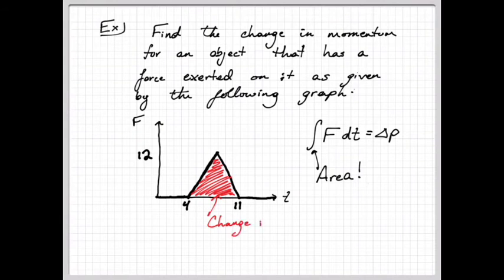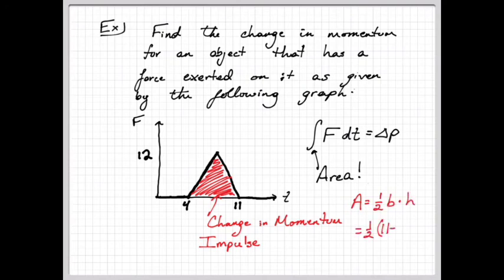This area represents our change in momentum, and because of its equivalency in the impulse momentum theorem, this area is also your impulse. So to quickly calculate the area, half base times the height. The base is the difference between 11 and 4. The height is 12. So we will crunch all of this out, and we'll come up with 42 kilogram meters per second.